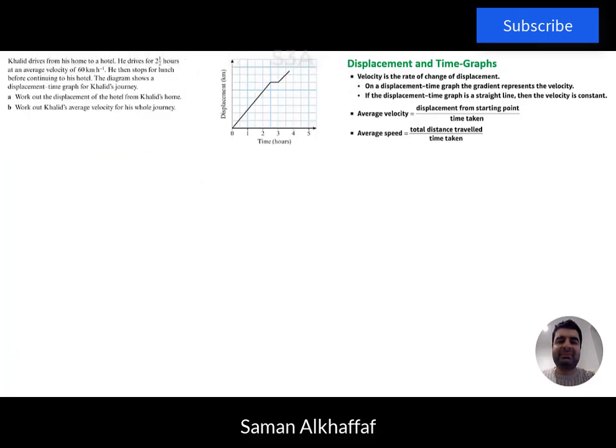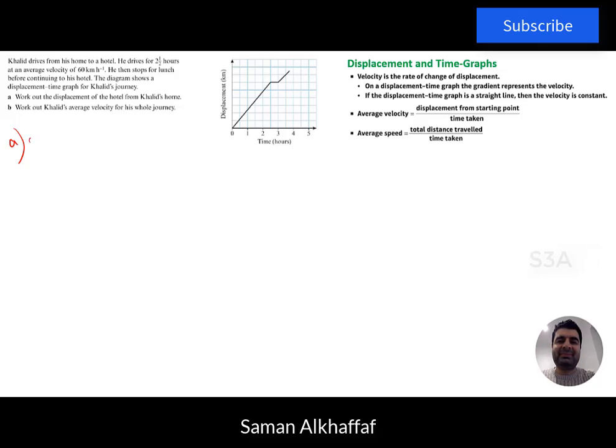In this example, Khalid drives from his home to a hotel. He drives for 2.5 hours at an average velocity of 60 kilometers per hour. He then stops for lunch before continuing to his hotel. The diagram shows a displacement-time graph for Khalid's journey, and for part A we need to work out the displacement of the hotel from Khalid's home.